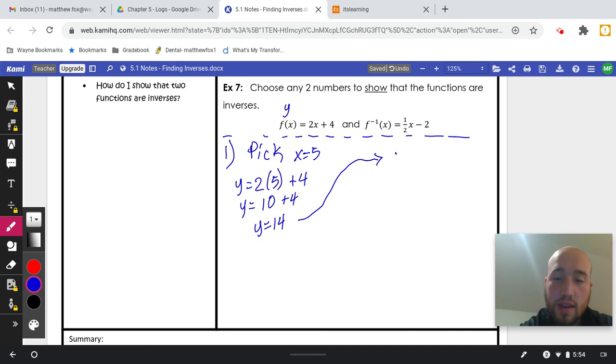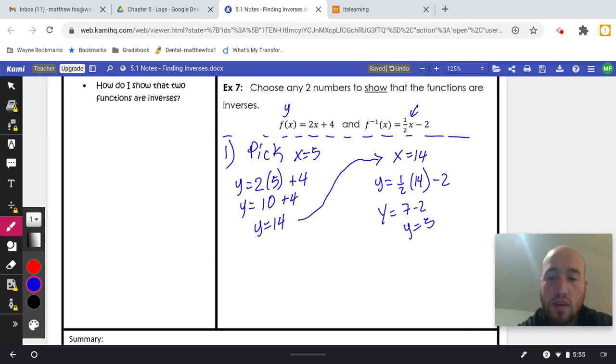Now that switches and becomes our x value, and we're going to plug that in right here. So we'll get y equals 1/2 of 14 minus 2. And once again, we can use a y instead of f of negative 1 of x, the inverse. We're still using a y at the front. Half of 14 we know is 7. And 7 minus 2, y will equal 5, which is what we started with up there. So good. We've shown one time that it works.